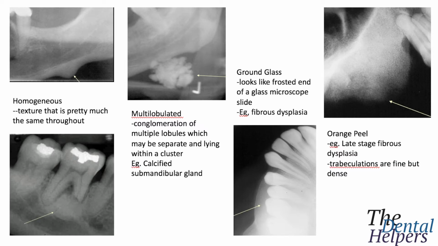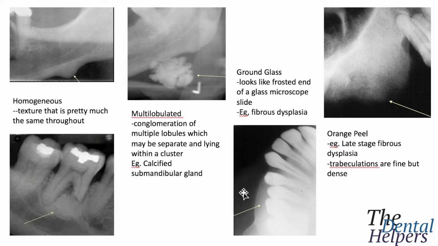So we've got homogeneous, which, you know, think of your general chemistry. Basically, that means it's uniform throughout. So if we're looking at this, we see that it's a very uniform pattern that we see in both of these. Now we can have multilobulated, which would be multiple compartments. So it's a conglomerate of multiple lobules, and they're going to be in a cluster. So if we look at this image right here, ignore this arrow, but it's basically a cluster of lobules. And so this is an example of a calcified submandibular gland.